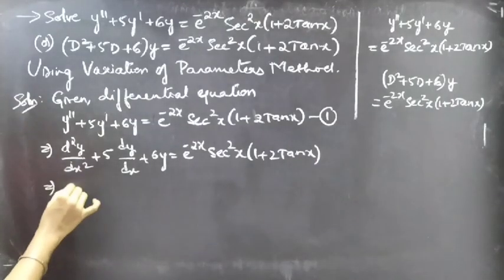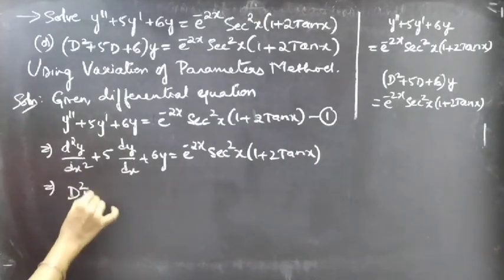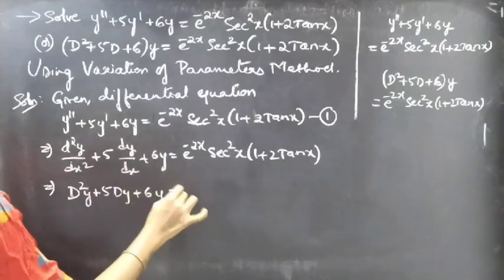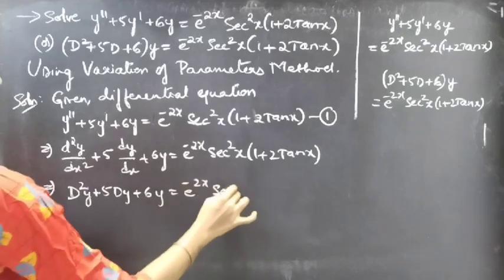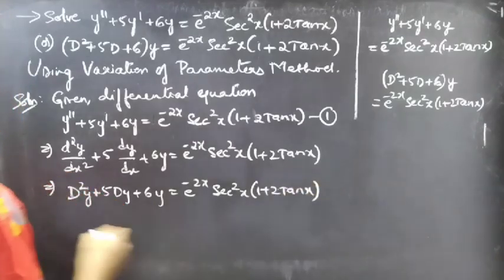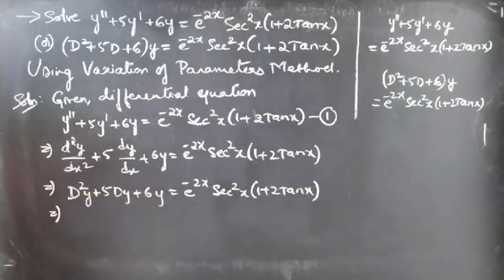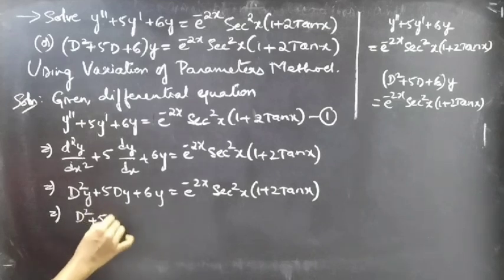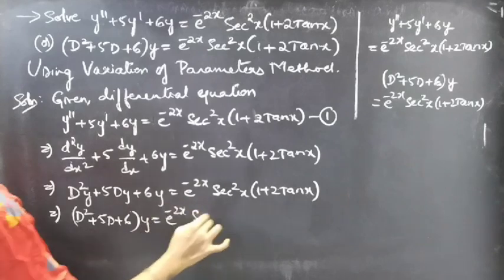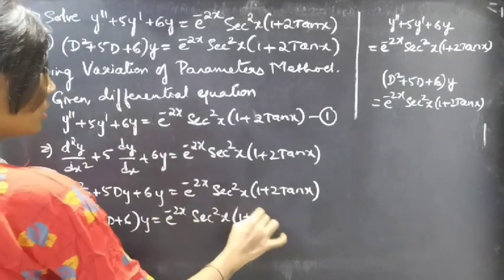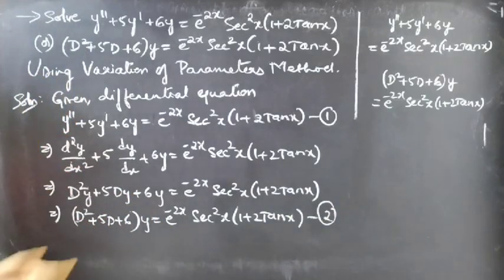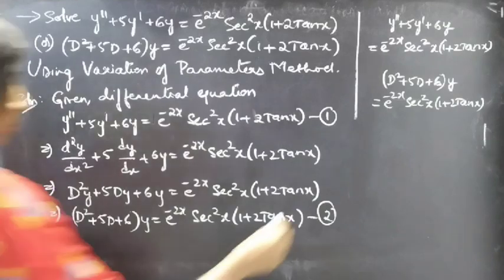Now we can write d square y by dx square using differential operator D. So you'll get D square y plus 5 Dy plus 6y equal to e power minus 2x secant square x of 1 plus 2 tan x. Now take y common from all the three terms of LHS, then we'll get D square plus 5D plus 6 into y equal to e power minus 2x secant square x of 1 plus 2 tan x. Consider as equation number 2, which is an operator form f of D into y equal to some function of x.